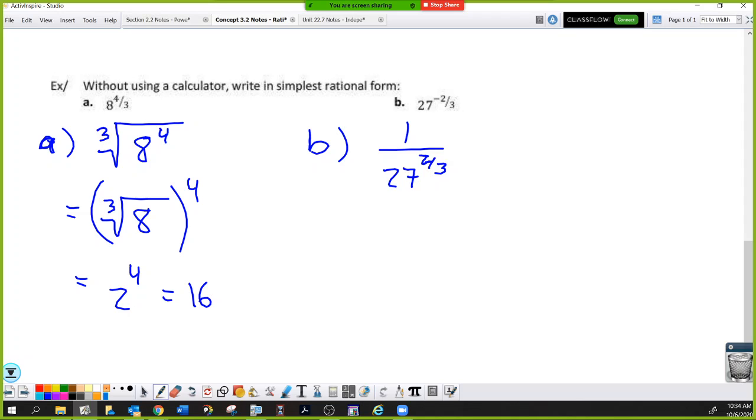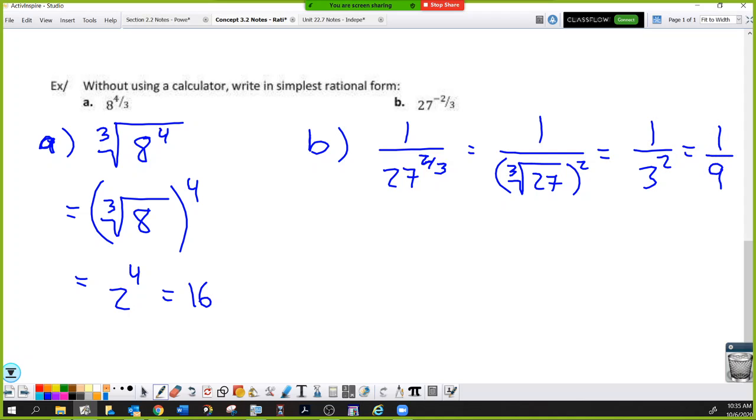Now, we do the same trick we did for part A, but it's all happening in the bottom of the fraction. So I'm going to save that exponent of 2 until after I have reduced the radical. So I'm going to say the 3rd root of 27, and then after that, I will square it. Because I would hope that you know what the 3rd root of 27 is. It is 3, because 3 to the 3rd is 27. So I have 1 over 3, and that exponent of 2 is now evaluated, and I get a 9. 1/9.